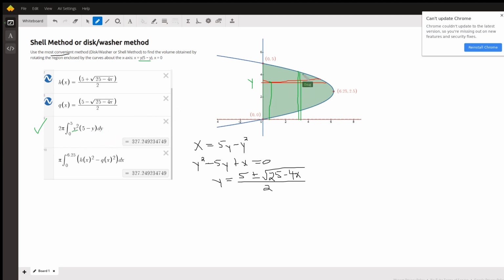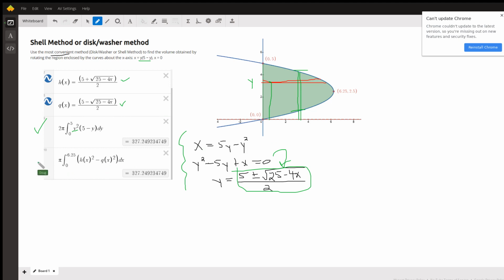Now, if you were going to use the washer method, we would have to get this y distance, the outer radius and inner radius, in terms of x, and here's what I did to show you what's involved. Y equals, this is the quadratic formula. So y in terms of x is this mess right here, which I've written as h of x and q of x. So h of x is actually the top half of this parabola, and q of x is the bottom half of this parabola.